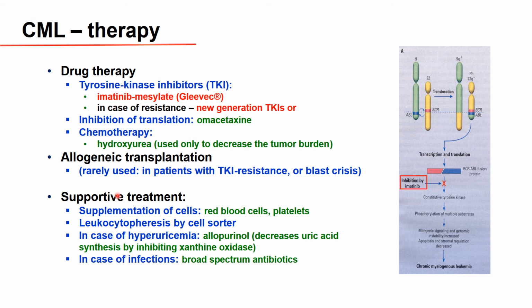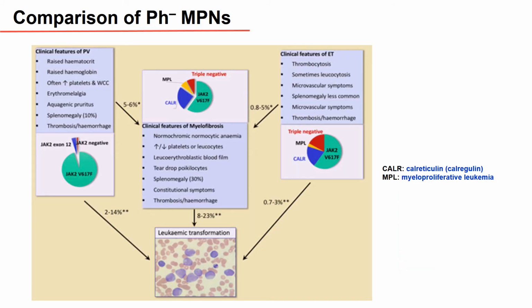Of course, supportive therapy has to be applied if somebody has anemia or thrombocytopenia, or their white blood cell count is high. Leukophoresis can be used, or in hyperuricemia, you can use allopurinol to decrease the xanthine oxidase activity, and a broad spectrum of antibiotics can be used in this patient.